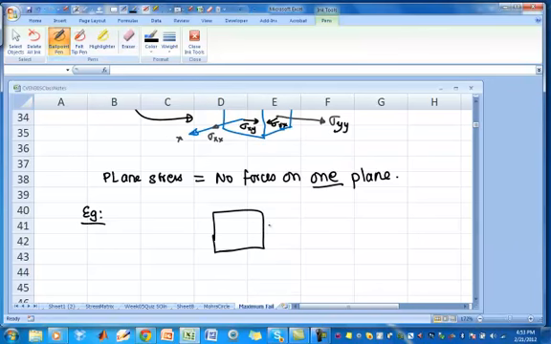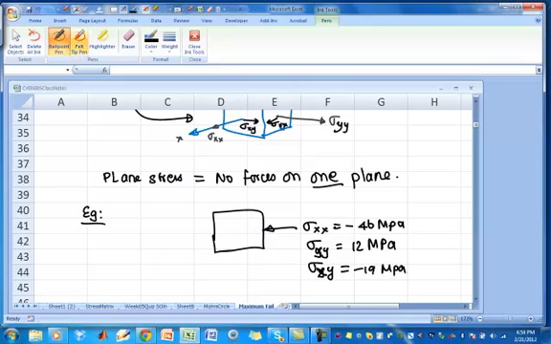And I'm going to put sigma xx equal to minus 46 megapascals. Sigma xy equals 12 megapascals. Sigma yy is 12 megapascals. Sigma xy is minus 19 megapascals.